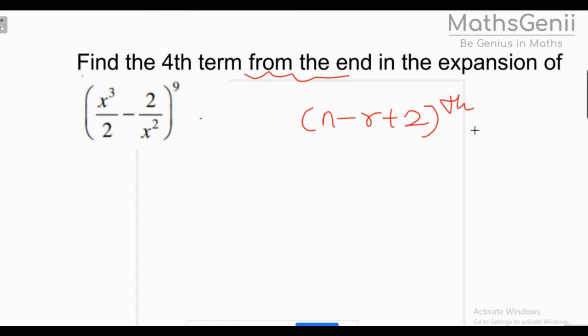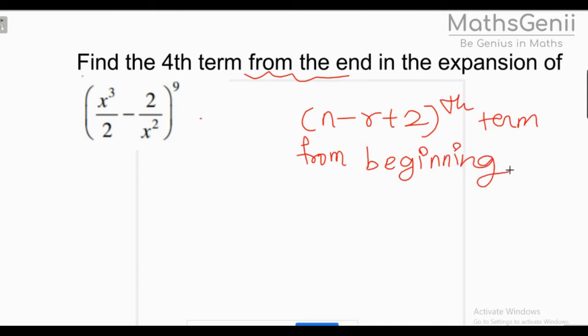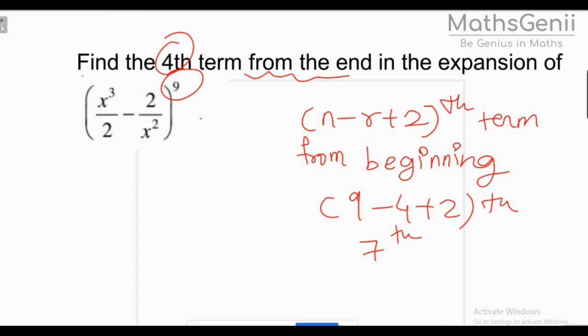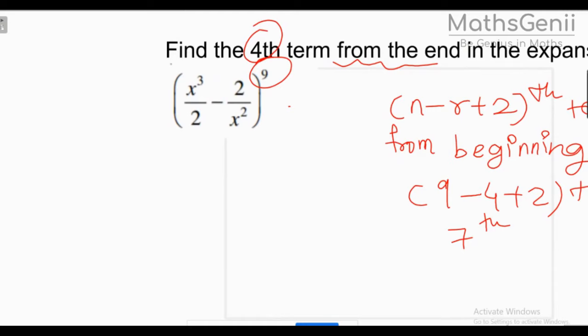Okay, term from the beginning, because for the formula we need from the beginning, we don't need any term from the end, but he has mentioned from the end. But we can easily calculate with this formula what fourth term from the end will mean in terms from the beginning. So n in this question is 9, minus r, the fourth term for now, plus 2. So you will have 9 minus 4, 5, 5 plus 2, 7. So seventh term from the beginning. Now I am about to start the question. Now I have to find the seventh term. This is the start of my question.